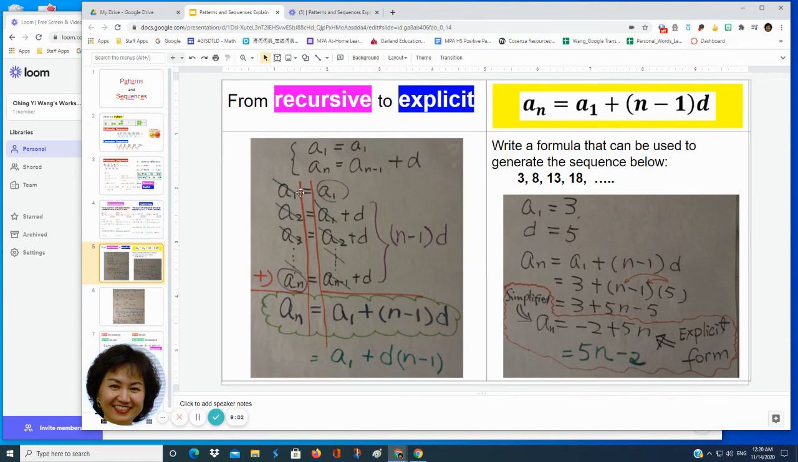A sub 1 is whatever initial value they give you. A sub 2 is a sub 1 plus d. A sub 3 is a sub 2 plus d. Keep going until you see a sub n equal to a sub n minus 1 plus d. Now we can add all these equations together.